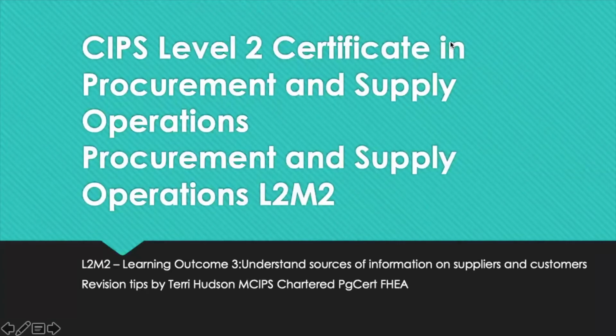Hello and welcome to CIPS Level 2 Certificate in Procurement and Supply Operations. This is a revision session for Module 2, which is Procurement and Supply Operations. And we're looking at Learning Outcome 3 today, which is to understand the sources of information on suppliers and customers.